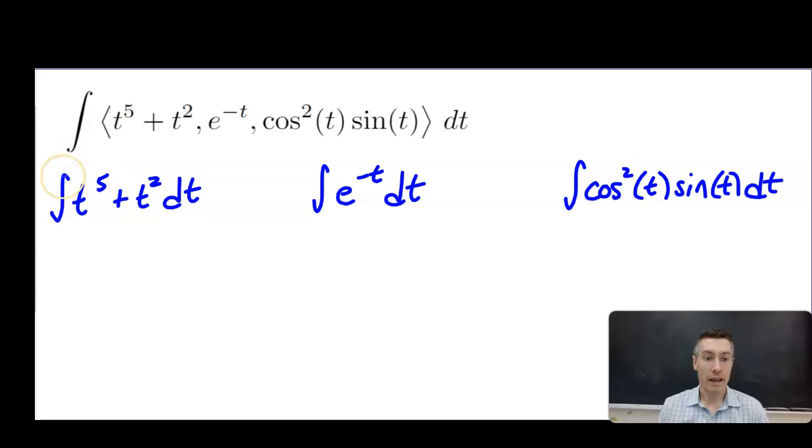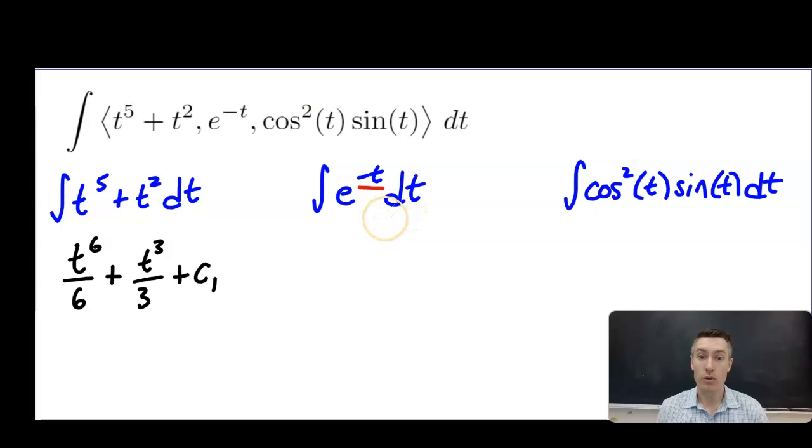Integrating that first component function would require the anti-power rule. So the integral of t to the fifth is t to the sixth over 6. The integral of t squared is t cubed over 3. And then in this case, I'll write plus c1, so some constant for that first component function. Then we'll integrate e to the negative t. So I'm going to underline negative t. That's what you would make a u in a u substitution.